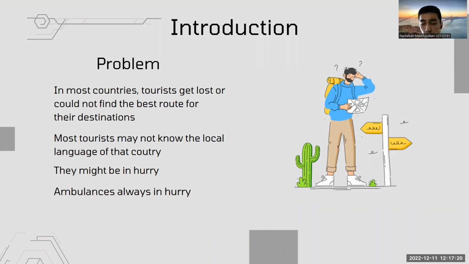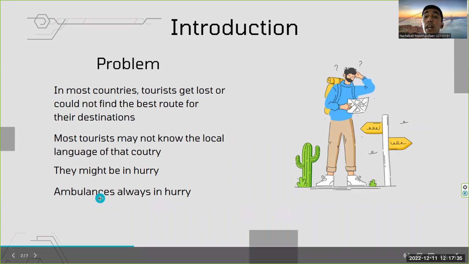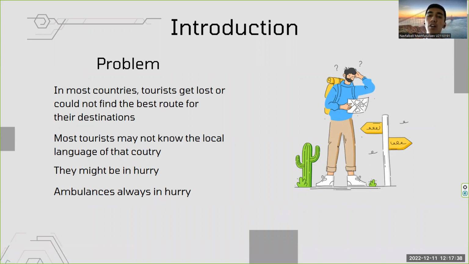And of course, there are also situations where maybe someone is in a hurry, maybe someone is late to the airport, maybe someone is late to the lectures, right? It should also be mentioned that the ambulance is always in a hurry, because in order to save someone's life, they have to find the shortest path from one destination to another.